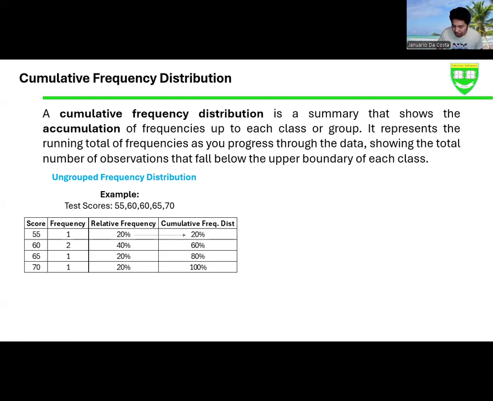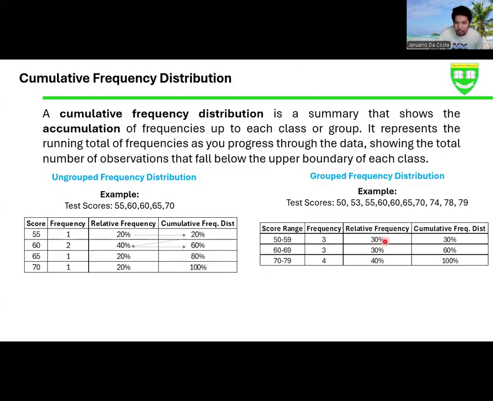But for the next one, you have to add that 20 to this 40, 20% plus 40%, and you put that in the second one. That's 60%. Right? So the next one is 60% plus 20%, you get 80% over here. And then 80% plus this 20%, you get 100% over here.